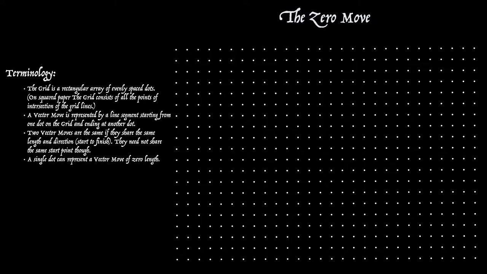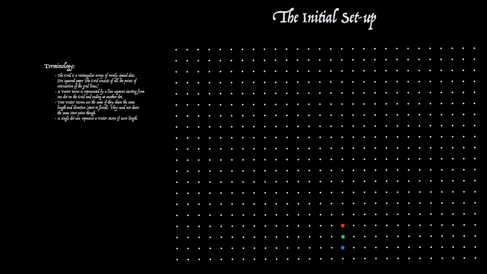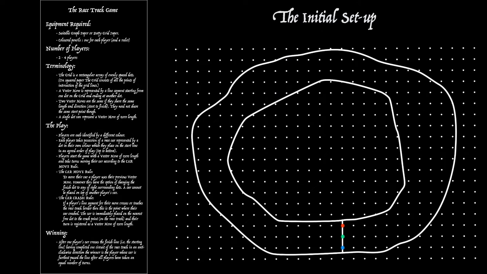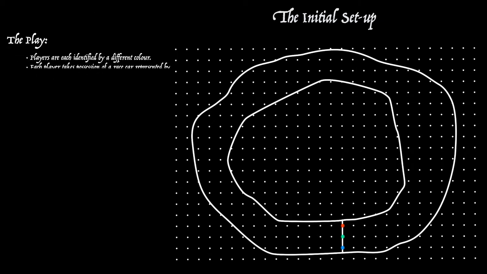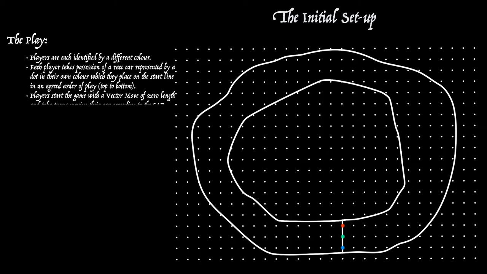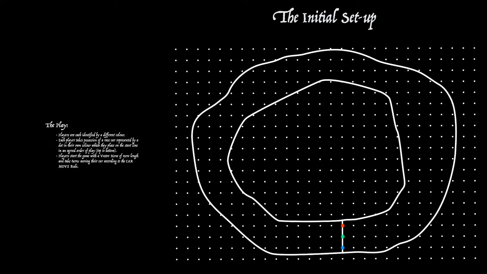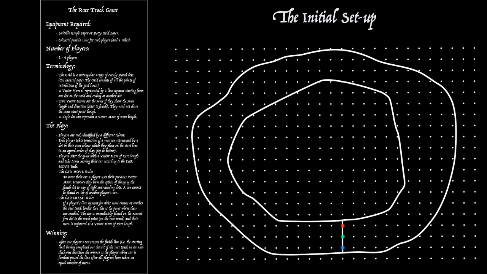And finally, a dot would represent a move of no distance. And that's essentially how the game begins. You've had a move of no distance, and that's the setup. So let's get to the essentials of play. Each player is represented by a different colour, and they start off with a dot on the starting line. You agree an order of play, top to bottom, and that's where your race car starts. And you take turns now according to the car move rule, and you're considered to have started with a move of zero length.